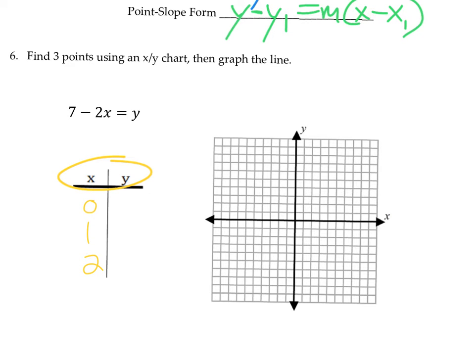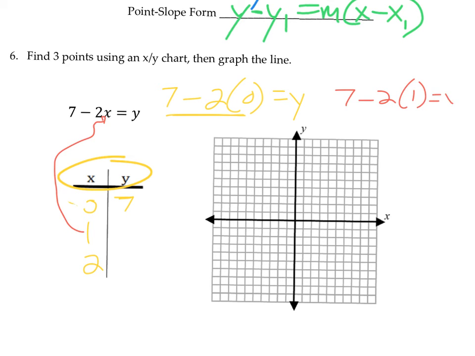And then I think about, if I plugged in 0 into that equation, it'd be 7 minus 2 times 0 equals y. 7 minus 2 times 0. 7 minus 0. My y value is 7. Now, if I'm going to take 1 and plug it in for x, that means 7 minus 2 times 1 will equal my y value. 2 times 1 is 2. 7 minus 2, my y value that fits with that is 5.